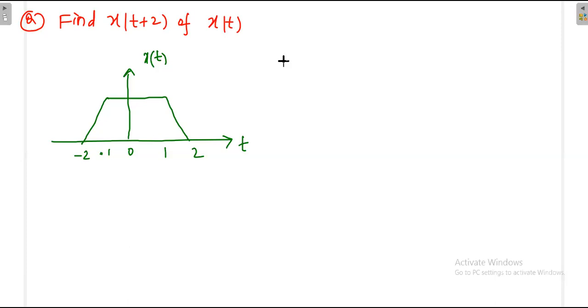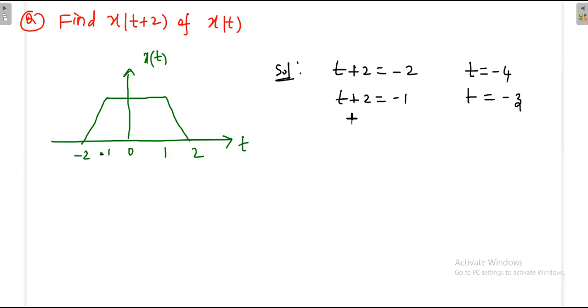Once I compare, the solution is, in the original diagram, I want to find out t plus 2. t plus 2 is equal to minus 2. If it is minus 2, then what is t? t is equal to minus 4. Then t plus 2 is equal to minus 1, then t is equal to minus 3. Then t plus 2 is equal to 0, then t is equal to minus 2. Then t plus 2 is equal to 1, then t is equal to minus 1. Then t plus 2 is equal to 2, then t is equal to 0.